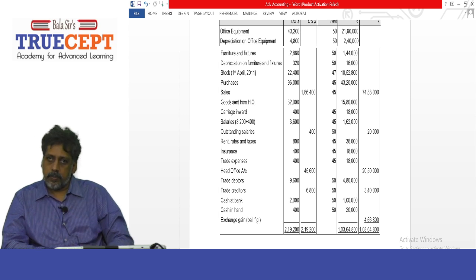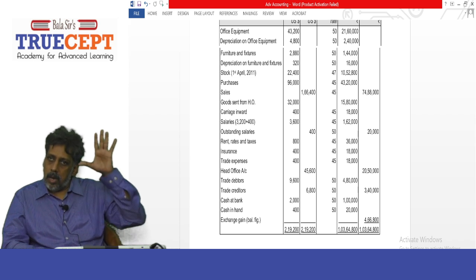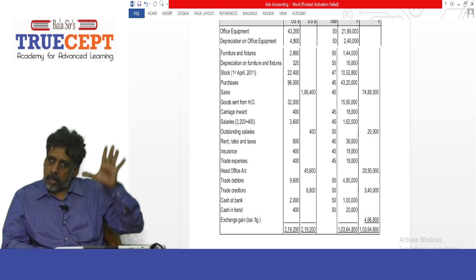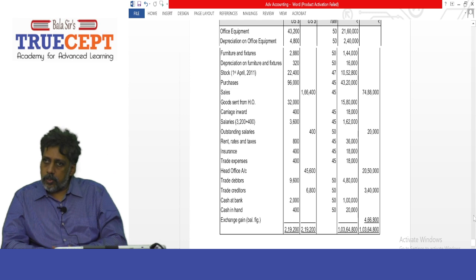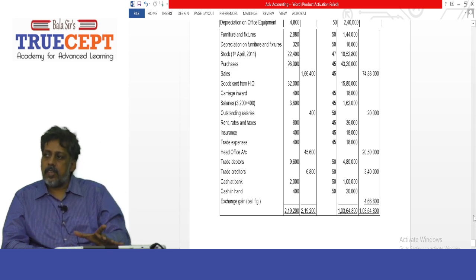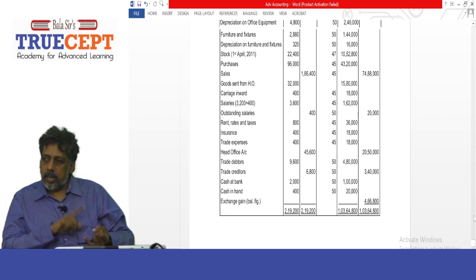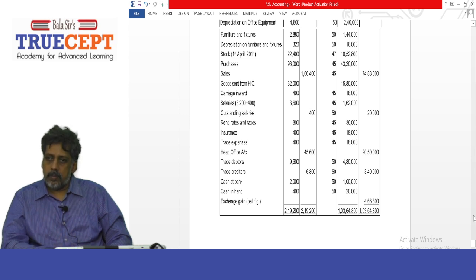Next, head office account 45,600 credit balance. And show the amount under credit only, but rupee value how much? Actuals, 20,50,000 given. Exactly. Next. Then trade debtors 9,600, 50 closing rupees, 4,80,000. Next. Trade creditors 6,850, rupees 3,40,000, closing rate. Next. Cash at bank $2,000, 50 rupees, 1 lakh. Cash in hand $400, 50 rupees, 20,000. And the exchange gain.